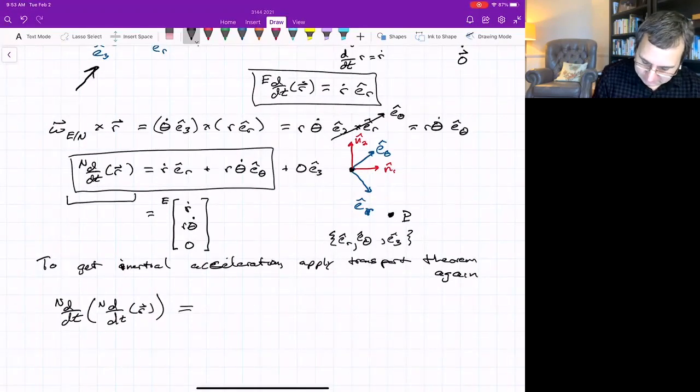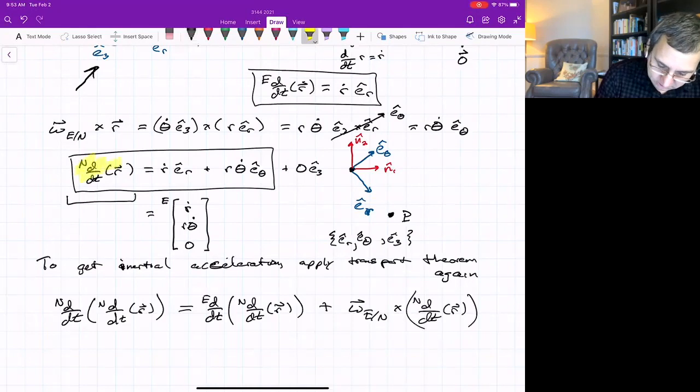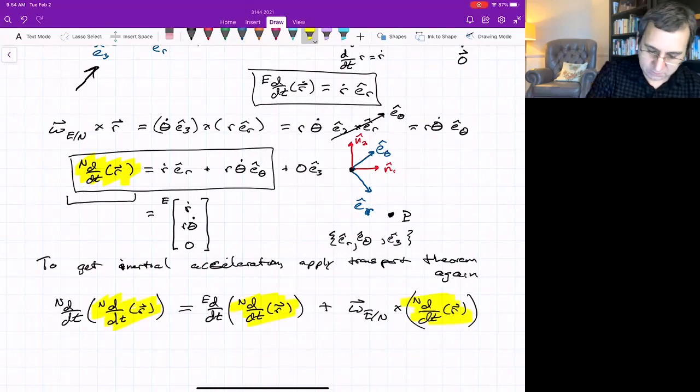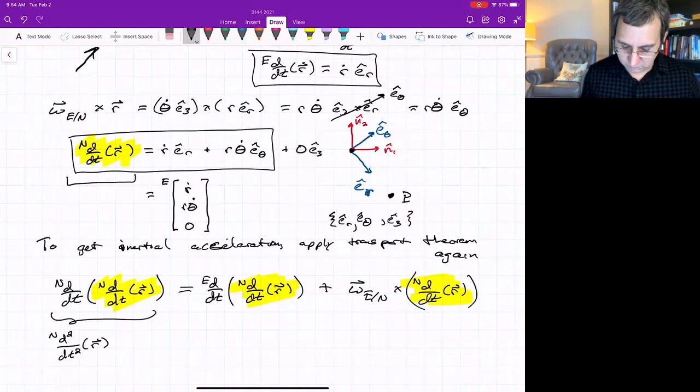And that will be the derivative with respect to E of the inertial derivative with respect to N of r, plus omega E with respect to N cross that. I'm taking this vector and plugging it in. It's just another vector. So I take those two derivatives, and this is the inertial acceleration. This is two derivatives with respect to time in the inertial frame of that vector r. Now maybe things get a little bit more interesting here, but it's not the end of the world.